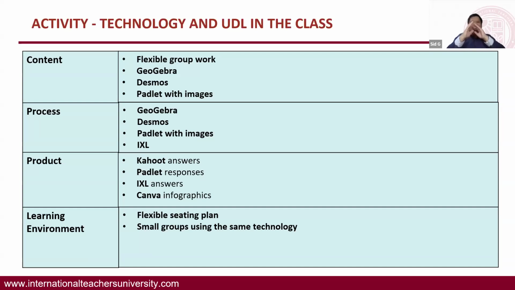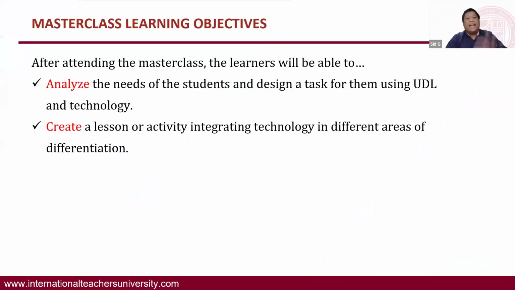Again, UDL and differentiation, this is a two-way approach that we can use, one proactive and one reactive, for our classes to be inclusive. Okay, and by that we finish analyzing the needs of different students and giving them tasks in UDL, and at the same time making lessons using differentiated instruction or differentiation.